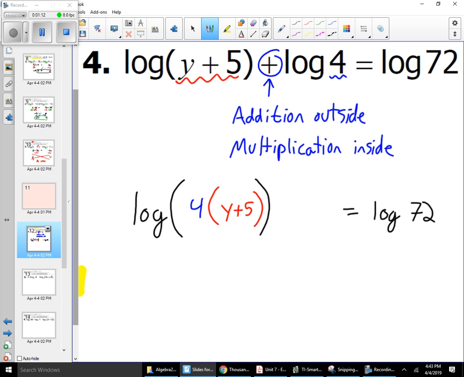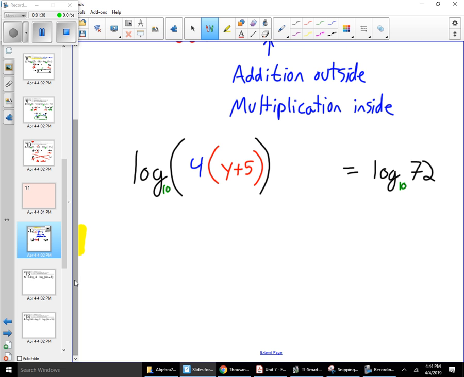So now we're good to use our bases property, our one-to-one property, because I have the same base. If you're looking at these logs and you're like, well, Mr. Lofthouse, they don't have a base, remember that a log with no base is really a log base 10. That's called our common log because it's the most commonly used one. So log base 10 on both sides, well, that means we can go ahead and set the insides equal.